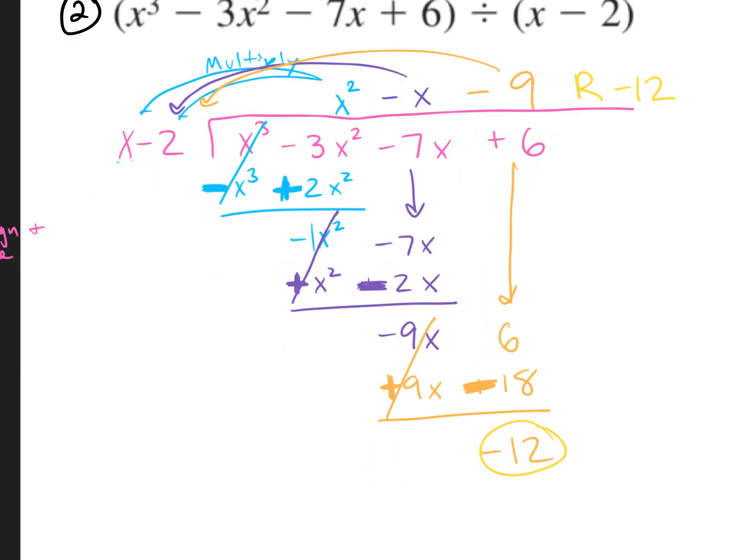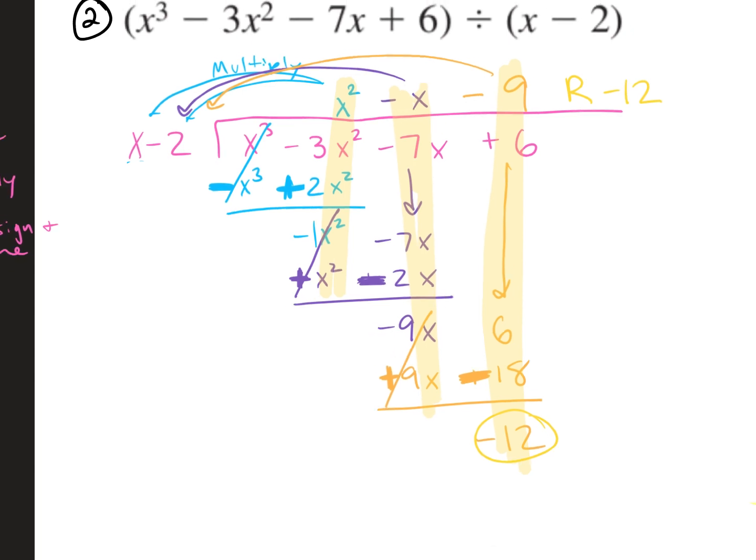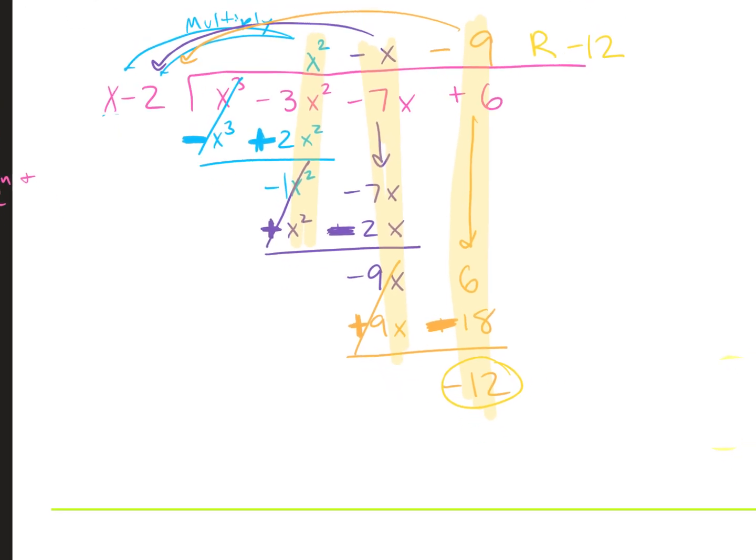It is super, super, super important that you are organized for these types of questions. It's the same process again and again and again. 3 steps over and over. Notice here how all of our x squareds are in line. All of our x's are in line, and all of our constants are in line. It's super helpful when you are organized. So just keep all of your like terms in line.